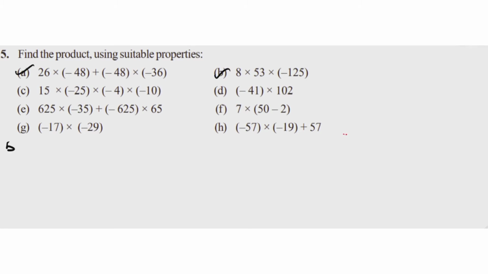So the B question is given here: 8 multiplied by 53 multiplied by minus 125. Here I have only three numbers, right? A, B and C. In distributive property also I have three numbers. But here I didn't get any sign like addition or subtraction. So I can confirm this as associative property over multiplication, because I have the multiplication symbol, right?